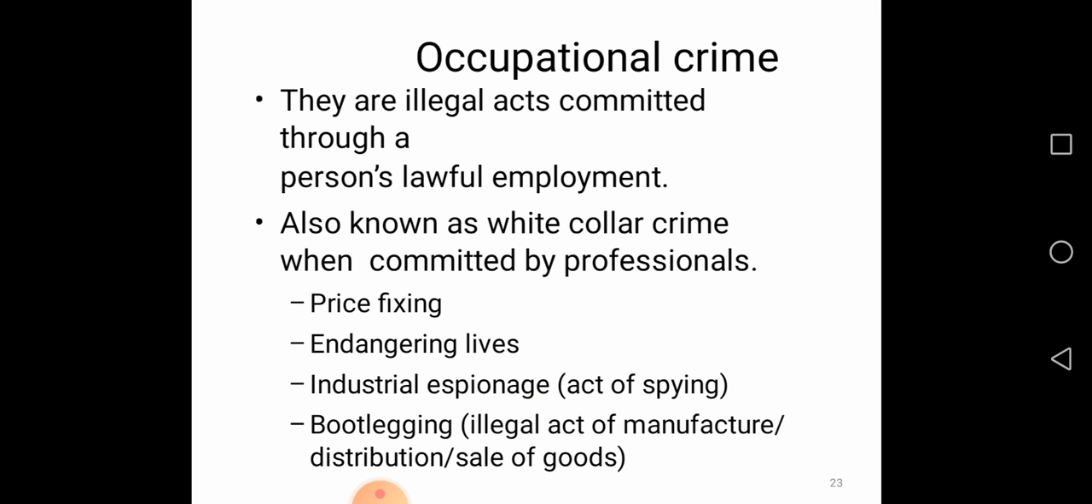Now, the last one is occupational crime. What is occupational crime? A very familiar term for all of us. Doing crime in occupation is referred to as occupational crime. Now, these are illegal acts committed through a person's lawful employment, and if it is committed by a professional, you call it white collar crime. Now, these are some examples of occupational crime: price fixing, endangering lives, industrial espionage, and bootlegging. So, these are some examples of occupational crime that shouldn't happen in any kind of occupation.